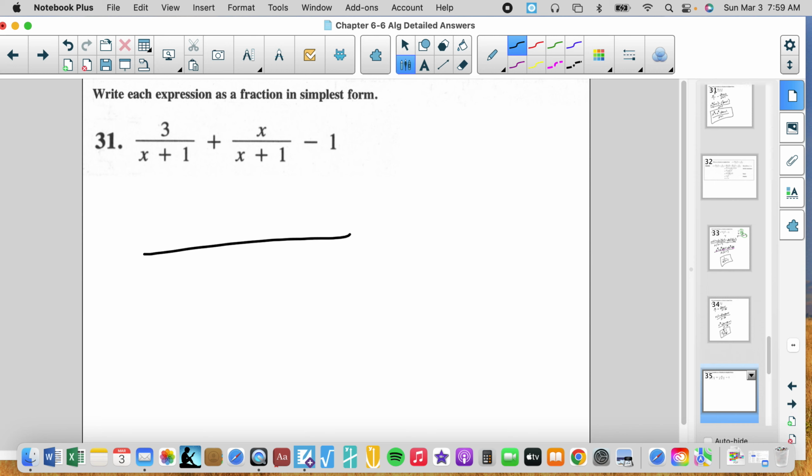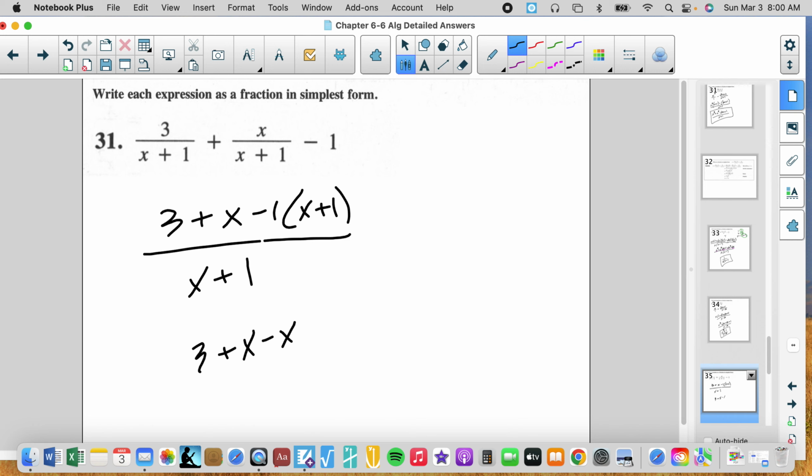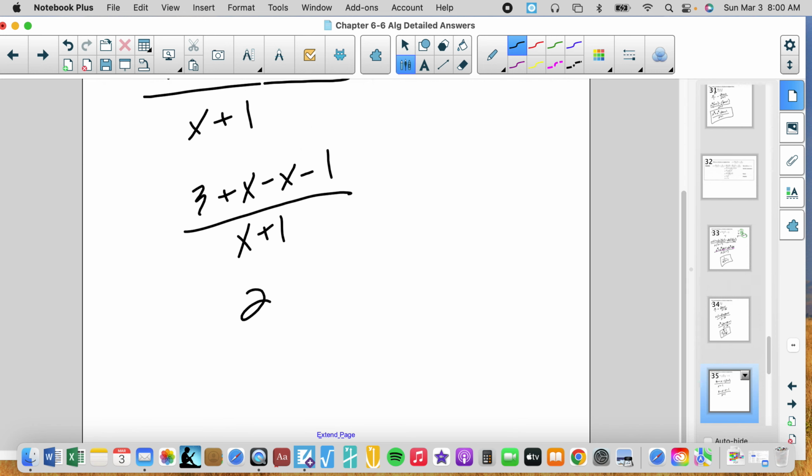Our common denominator is going to be x plus 1. So it's 3 plus x minus 1 times the quantity x plus 1. We get 3 plus x minus 1 over x plus 1. And that's going to give us 2 over x plus 1. Nice and easy, elegant, clean.